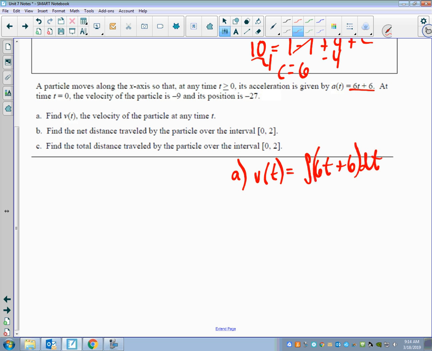Again, I just want to reiterate here, really nice to show work, really nice to explain things. Don't forget your DT when you're writing your integrals.